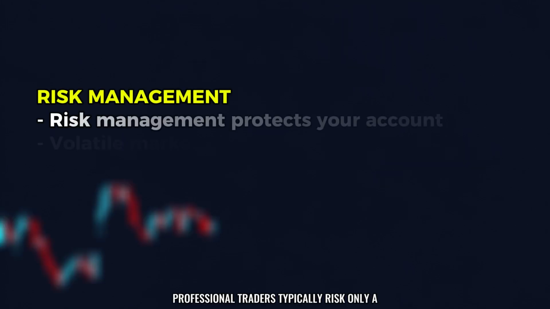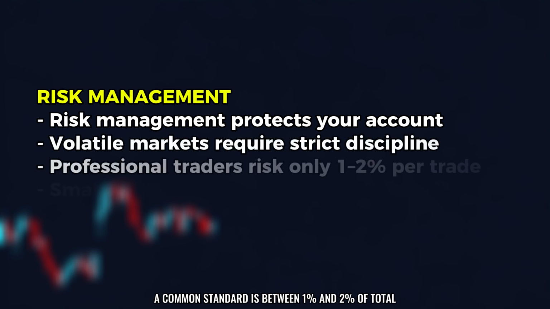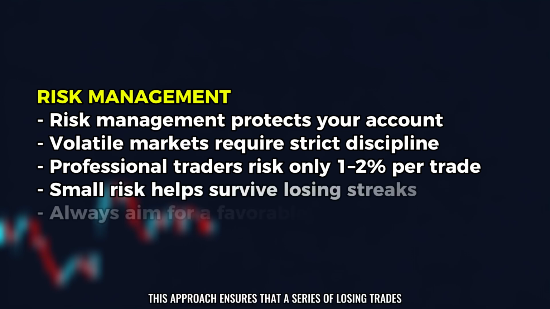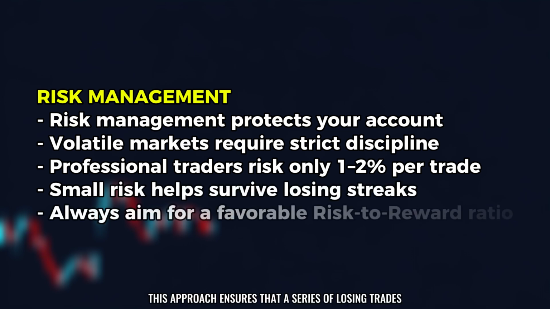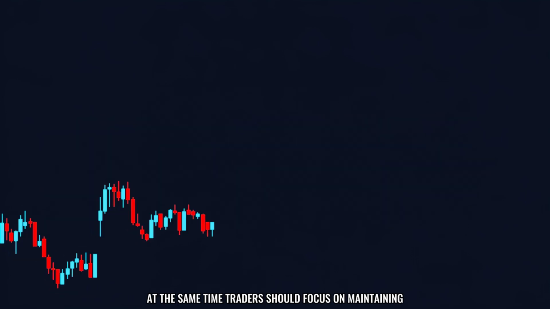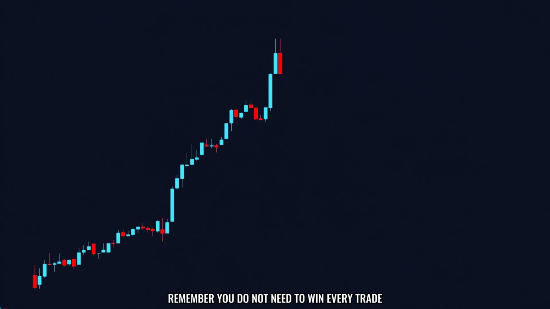Professional traders typically risk only a small percentage of their account on each trade. A common standard is between 1% and 2% of total account equity per position. This approach ensures that a series of losing trades does not significantly damage the account. At the same time, traders should focus on maintaining favorable risk-to-reward ratios. Remember, you do not need to win every trade. You only need a consistent process. Trading success comes from executing the same high-quality process repeatedly over a large sample of trades.